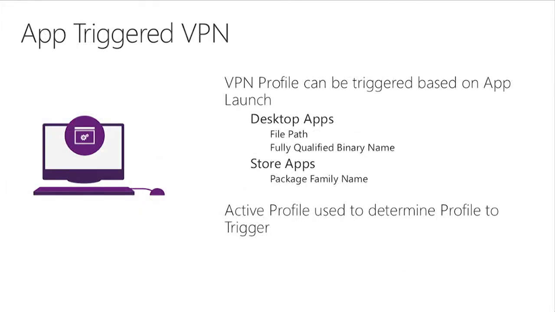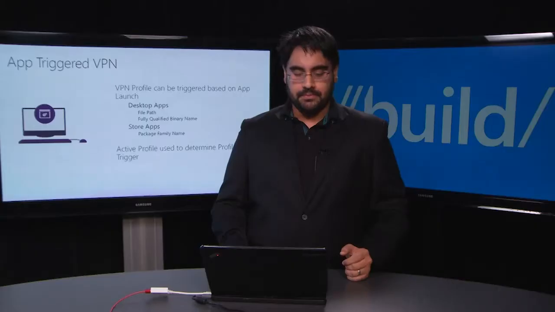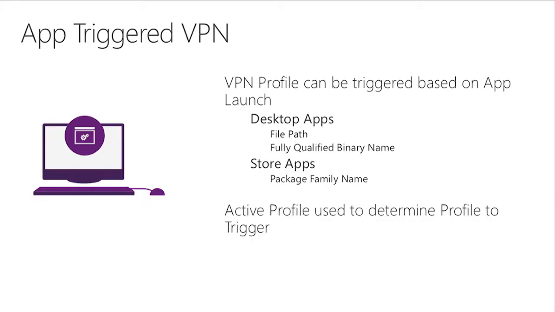Continuing from Windows 8.1, we're adding some more features to the app-triggered VPN. App-triggered VPN will now be available for domain-joined machines. It will continue to support both phone and PC, but now via a single deployment story via the MDM. You can specify the file path and the fully qualified binary name for the desktop apps, while for the store apps, you need to specify the plugin package family name.